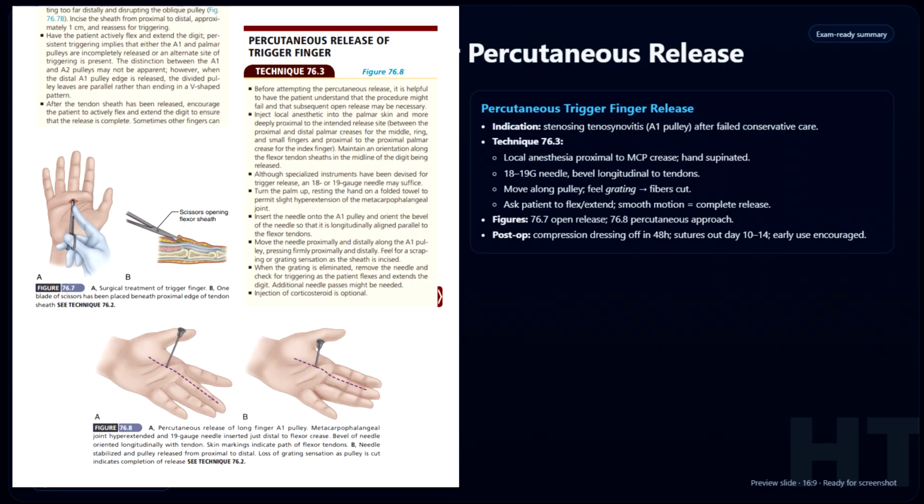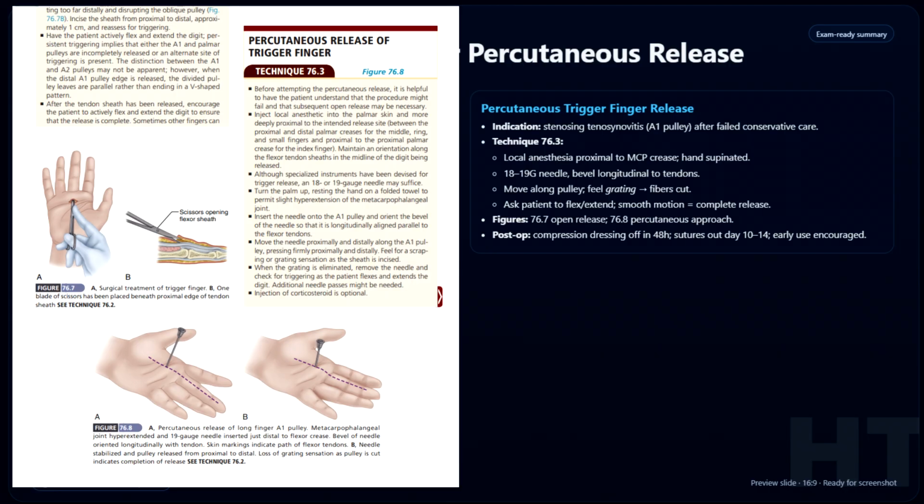The bevel of the needle must be oriented longitudinally along the flexor tendons, targeting the A1 pulley. Release maneuver. The needle is moved proximally and distally along the pulley, pressing down firmly. The surgeon feels for a grating or scraping sensation, which indicates the pulley fibers being cut. Confirmation of release. The patient is asked to actively flex and extend the digit. If triggering disappears and tendon motion is smooth, the release is complete. If needed, additional passes with the needle may be performed.